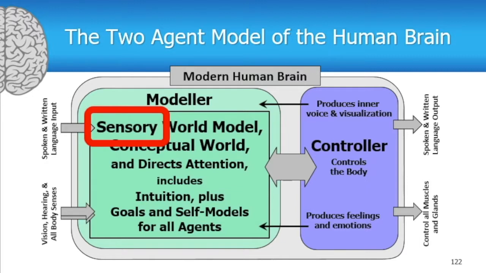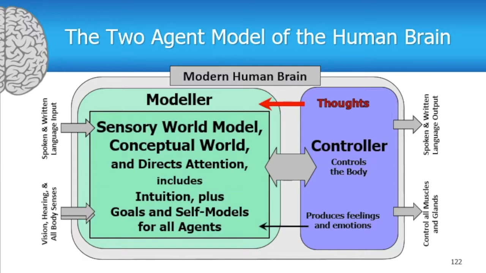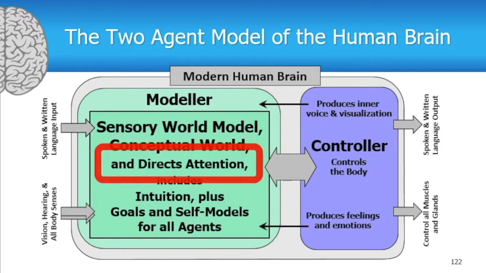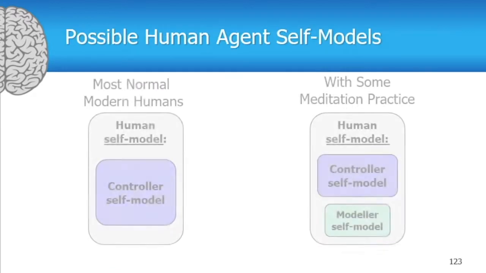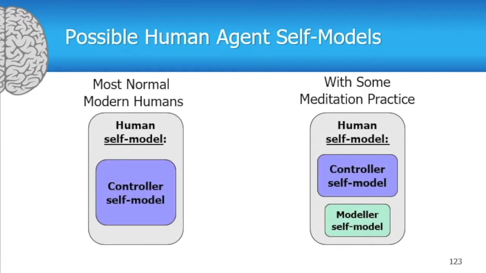Meditation practices can also lead to being aware of our thoughts without identifying ourselves as the source of our thoughts. And we can also become aware of our feelings without identifying ourselves as the source of our feelings. Meditation practices that control focal attention lead to identification with that part of us that directs attention, and of course the modeler is the entity that directs attention. All of this leads to identification with the modeler. So with meditation practices, the modeler's self-model becomes a significant part of the human's self-model. And this is equivalent to identifying with awareness itself.